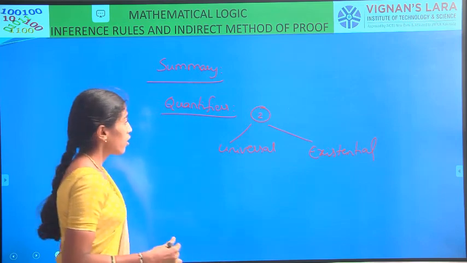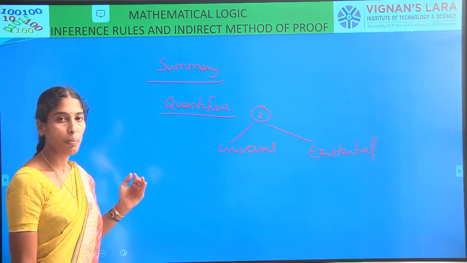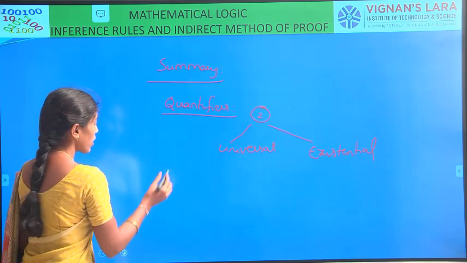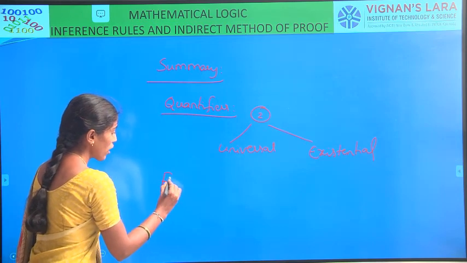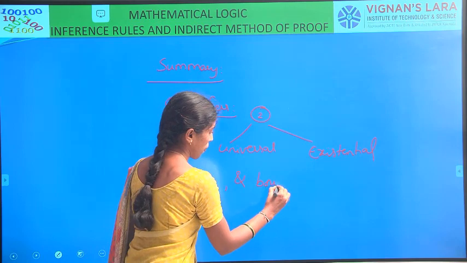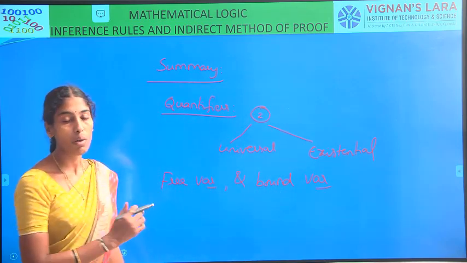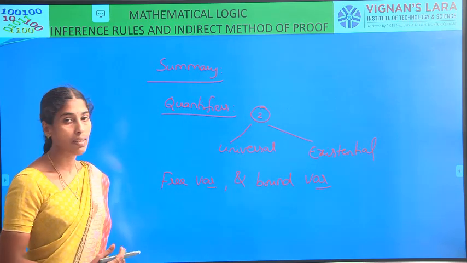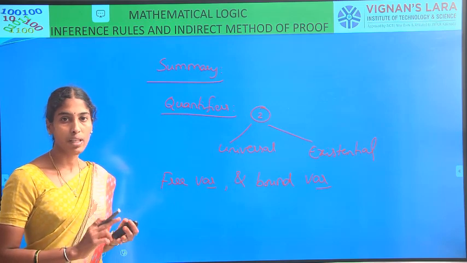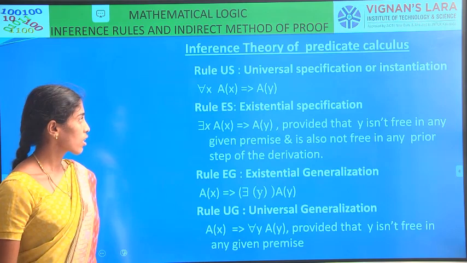Next, we saw some of the problems on these quantifiers and predicates. How can we represent the sentences using quantifiers and predicates? Next, we defined the free variable and the bound variable. Using the free variable and bound variable, we solve the problems. How can we represent the given sentences using the predicates, quantifiers, free variables and bound variables? This is the overview of this class. Thank you.